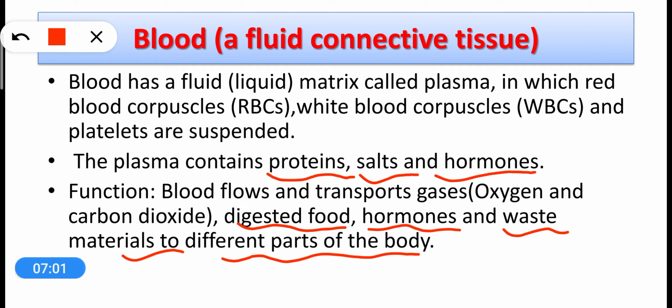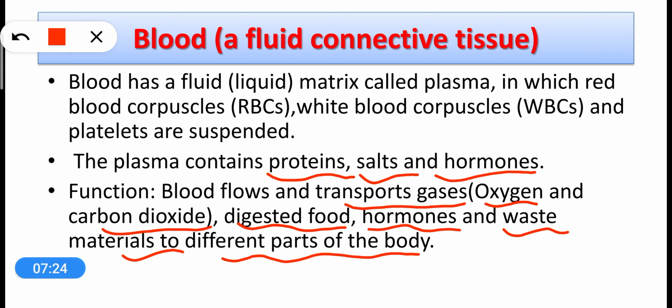For example, the blood collects urea from all the cells of the body and leaves it to the kidney, where the kidney releases it in the form of urine. Another function is the transport of gases like oxygen and carbon dioxide. You know that the transport of oxygen is done by RBCs of the blood.